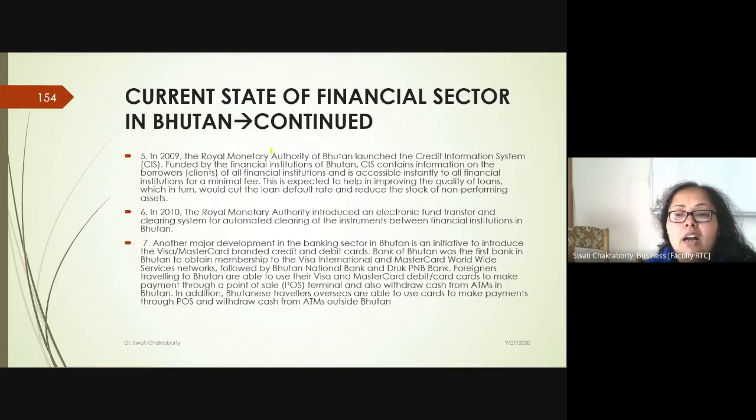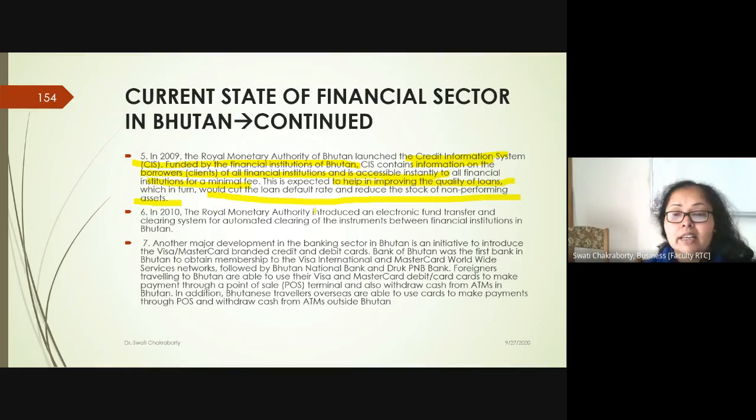In 2009, the RMA launched the Credit Information System, CIS, which is funded by the financial institutions of Bhutan. It contains information on the borrowers of all the financial institutions and is accessible instantly to all financial institutions for a minimal fee. It is expected that this would help in improving the quality of loans. Like when you give loans to your borrowers, you get the information, right? So it becomes easier. It helps in improving the quality of loans, which will in turn help cut down the loan default rate and reduce the stock of non-performing assets.